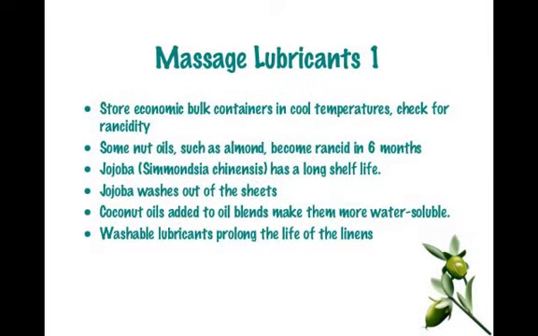Economical bulk containers of oils, creams, and lotions need to be stored in cool temperatures and checked periodically for rancidity if not quickly used. Some nut oils, such as almond, become rancid in 6 months, and many creams and lotions are oil-based, so they will spoil in time, too. Generally, you can tell if a lubricant has gone rancid by its odor. Lubricants that wash out easily will prolong the life of your linens.